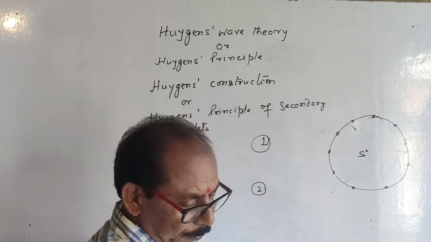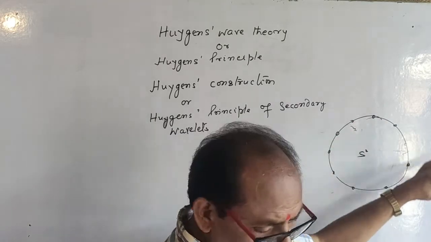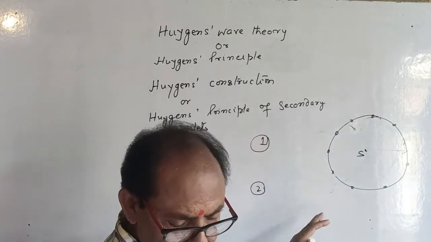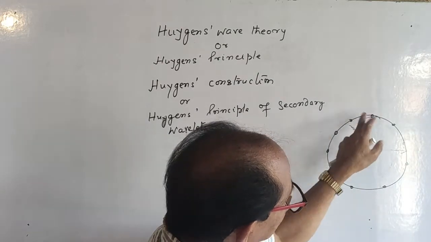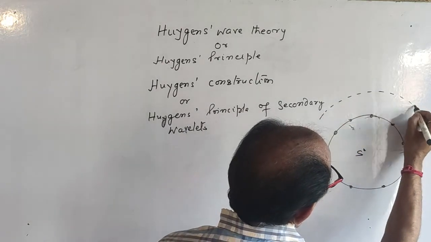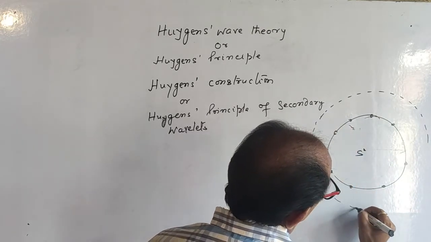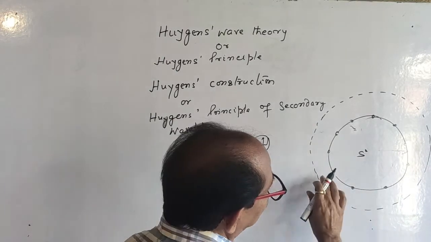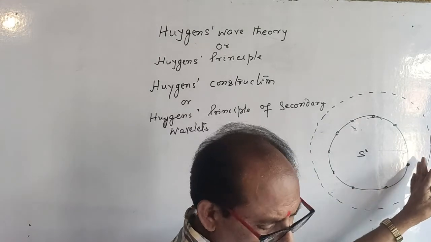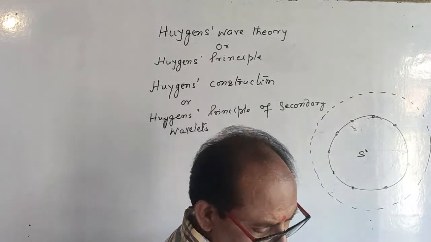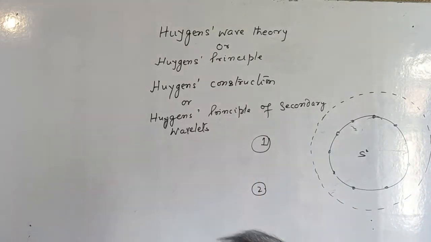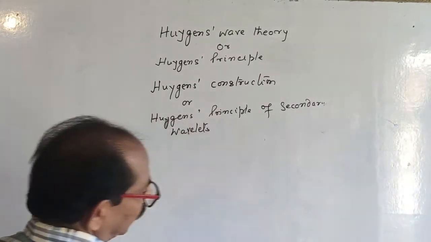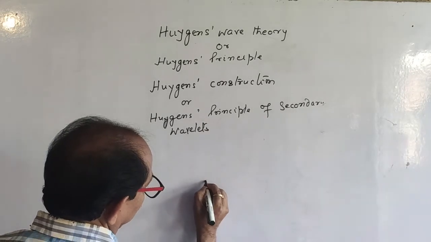Second assumption: the new wavefront at any later time is obtained by taking the forward envelope of the secondary wavelets at that time. We can see here how we obtain the secondary wavelet.